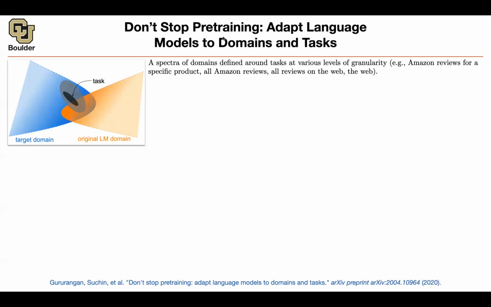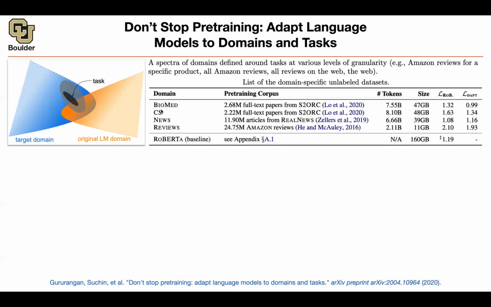The idea is don't stop pre-training. Pre-train on the web, pre-train on your target domain, maybe all of the reviews on the web, then pre-train on all of Amazon reviews, then pre-train on your actual task, and then do your classification, which is sentiment analysis. That's the idea here. And this is actually useful.